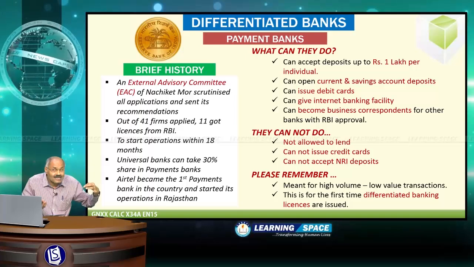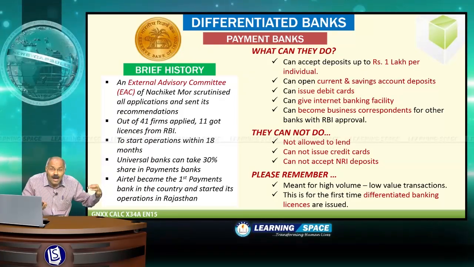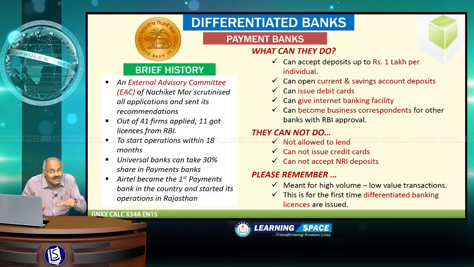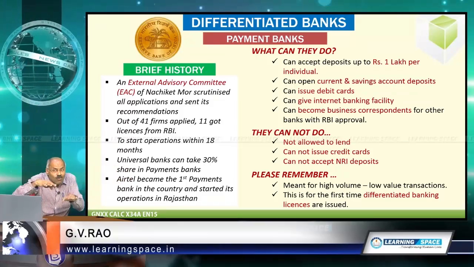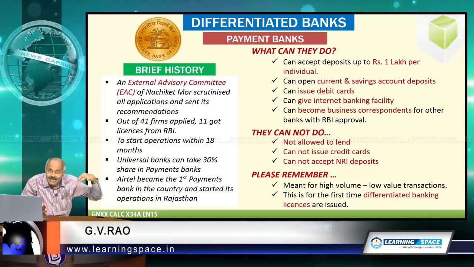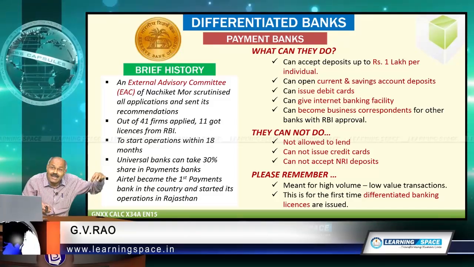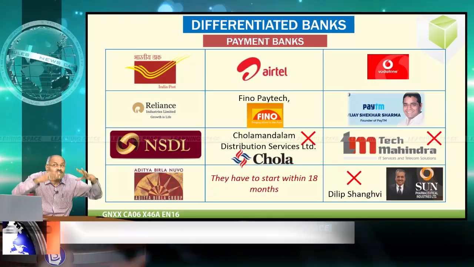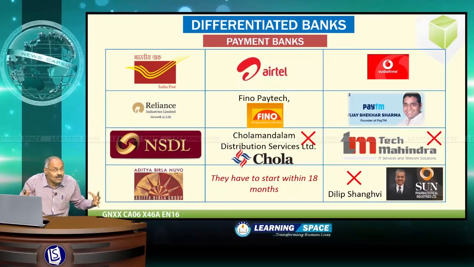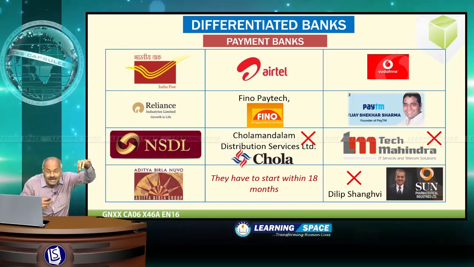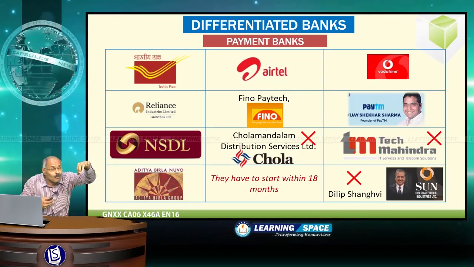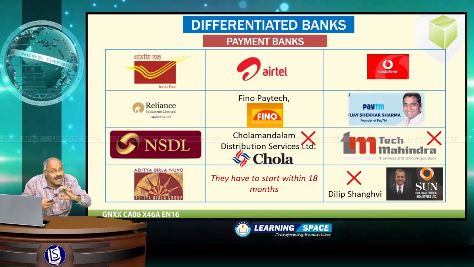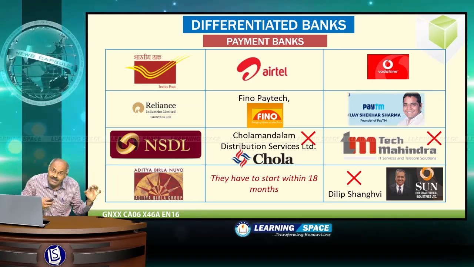And here, these payments banks are meant for high volume, low value transactions. Before going into what they can do and what they cannot do, let us look into this slide. 11 firms, which include India Post also. India Post is going to start a payments bank by March 2017, and Airtel already started operations in Rajasthan.